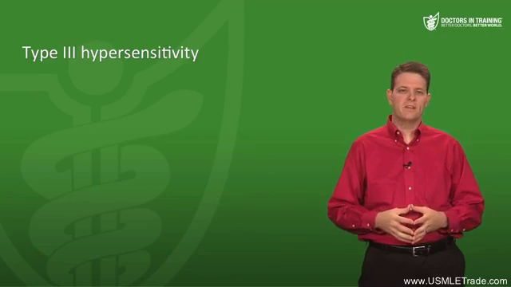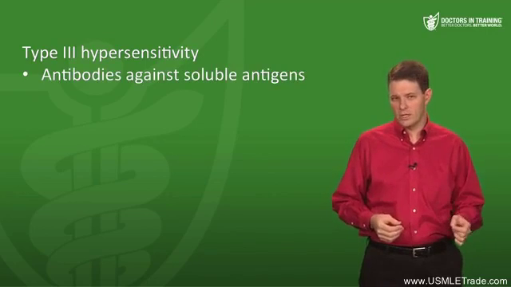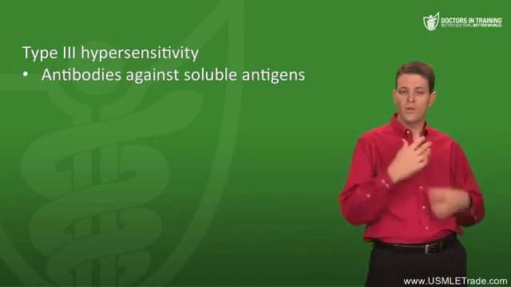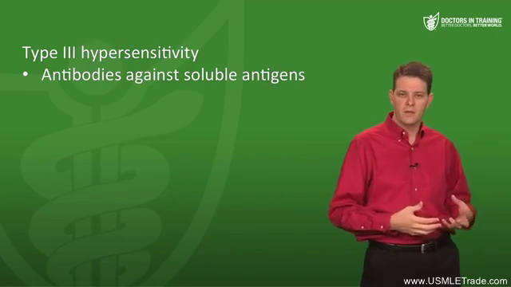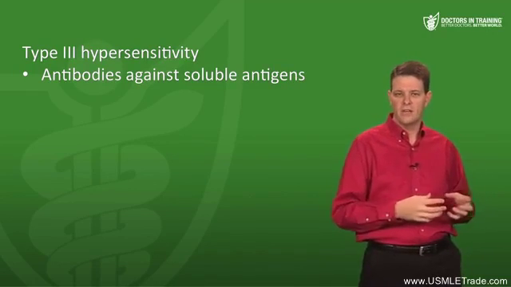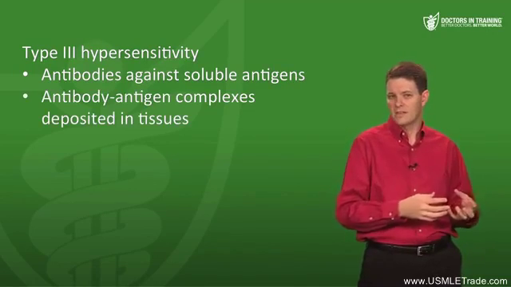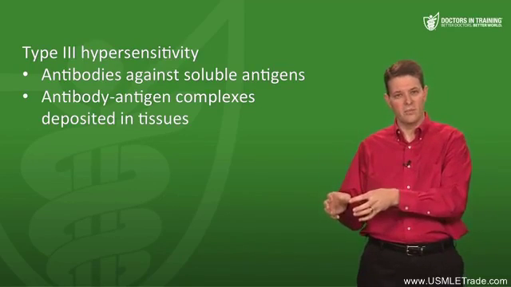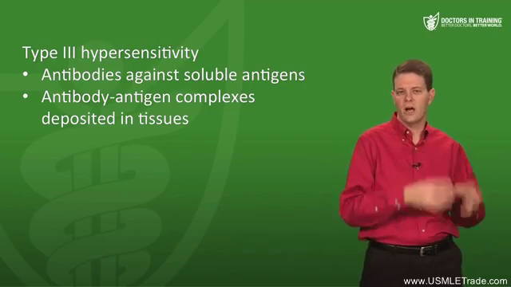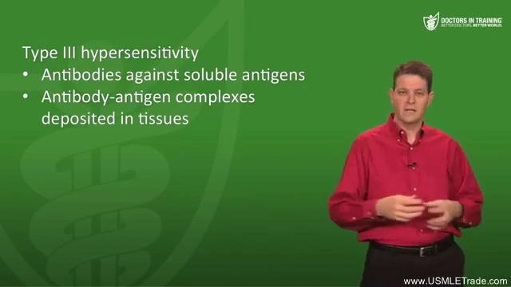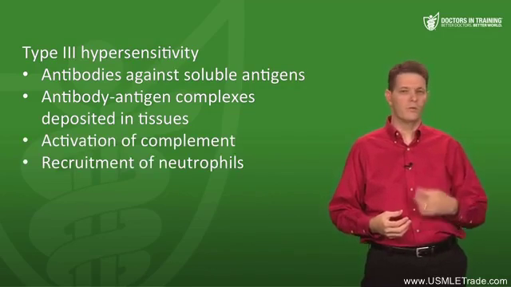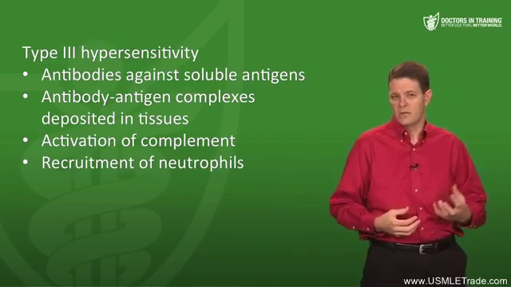Now let's talk about type 3 hypersensitivity. Type 3 hypersensitivity is when there are antibodies against soluble antigens. Not cellular antigens like we saw in type 2 hypersensitivity, but free-floating antigens that are dissolved in the blood. So these antibodies bind to these soluble antigens and they form antibody-antigen complexes that then get deposited in tissues. So it's not antibodies attacking cells that cause the problem. Here we're talking about antibody-antigen complexes that get into the tissues. And again, these immune complexes evoke an immune response with activation of complement and recruitment of neutrophils, and ultimately you get a lot of tissue damage.